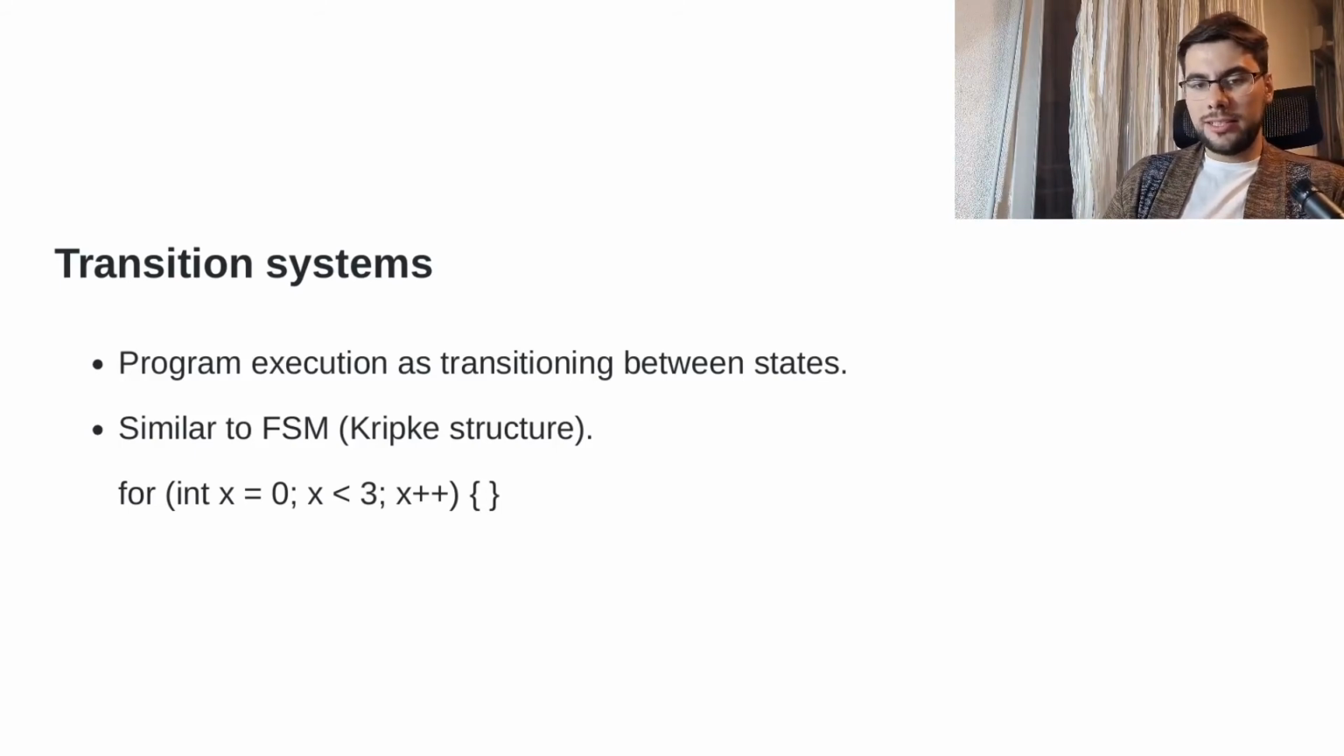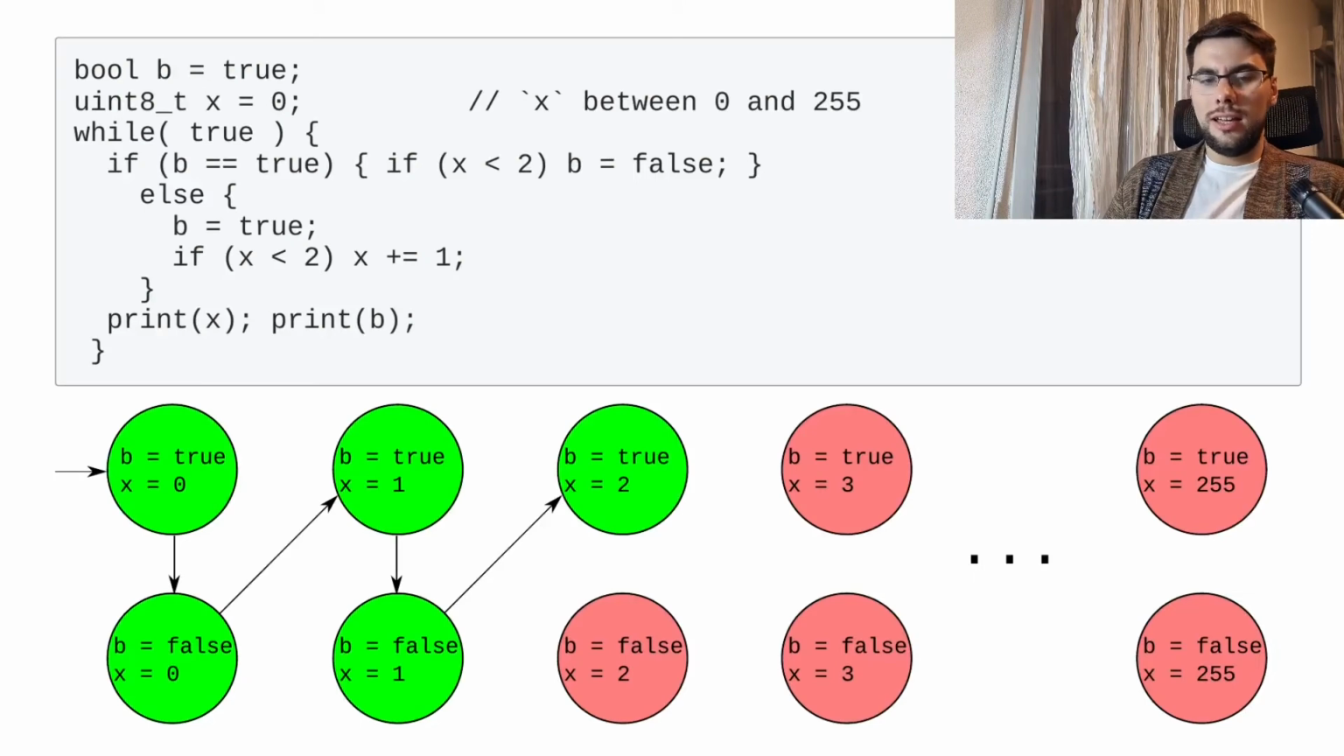Now a slightly more complex example. Here's a program with 2 variables, x and b. b may only be either true or false, and x varies in range from 0 to 255. So the overall number of all possible memory states in this program is going to be 256 times 2, so 512. But not all of these states are ever going to happen during the execution. Not all of them are reachable.